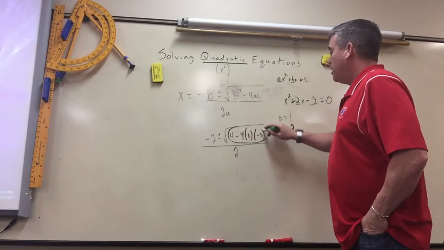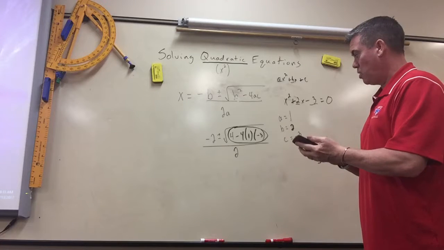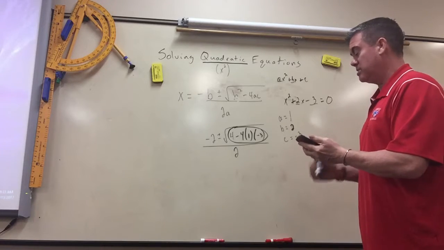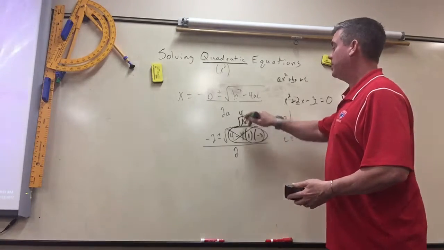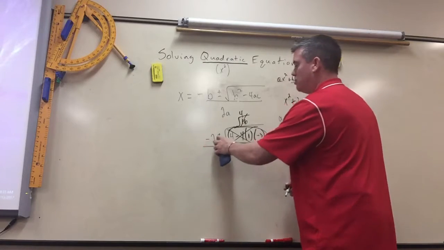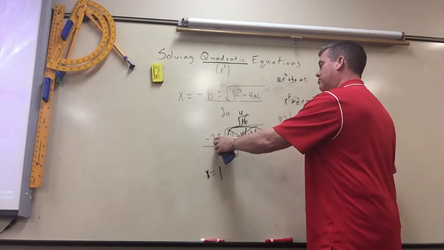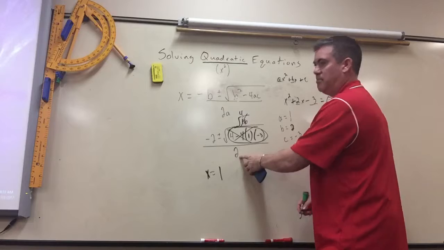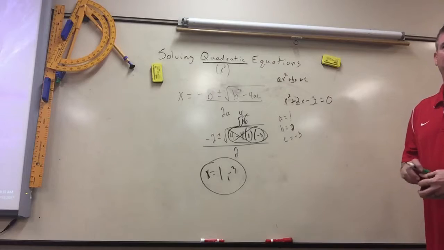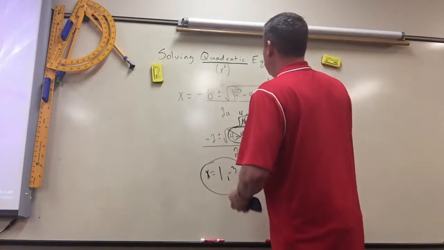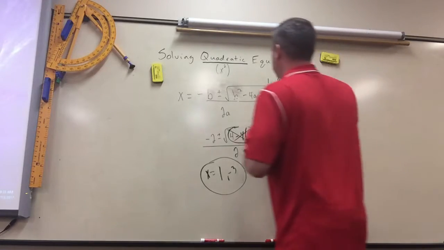So you can figure out what that is. 4 take away 4 times 1 times negative 3 is 16, which is 4. So the two answers are negative 2 plus 4, which is 2, divided by 2 is 1. Negative 2 minus 4 is negative 6, divided by 2 is negative 3. Okay? So the quadratic formula helps you solve quadratic equations.